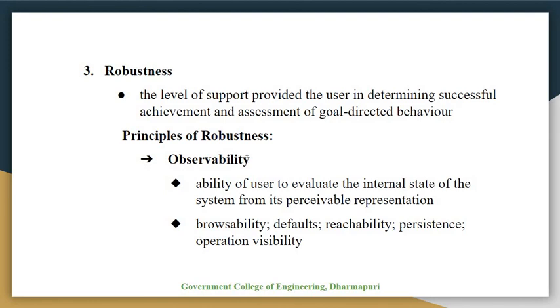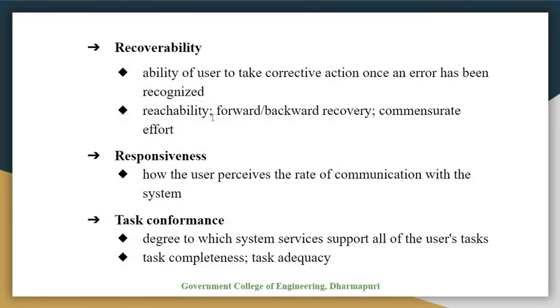First one is observability. Observability allows the user to evaluate the internal state of the system by means of its perceivable representation at the interface. Next one is recoverability. It is the ability of a system to recover in case of an error. Forward error recovery accepts that an error has occurred in the current state and negotiates from that state towards the desired state. Backward error recovery attempts to undo the effects of previous interaction in order to return to a state prior to the error occurrence.